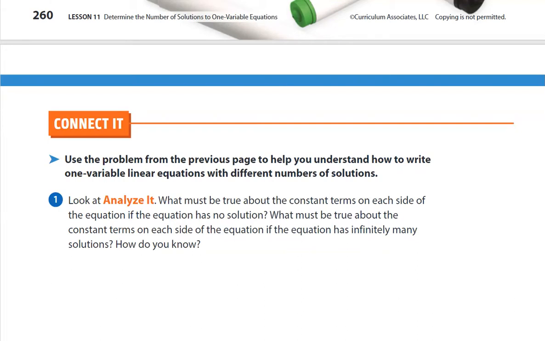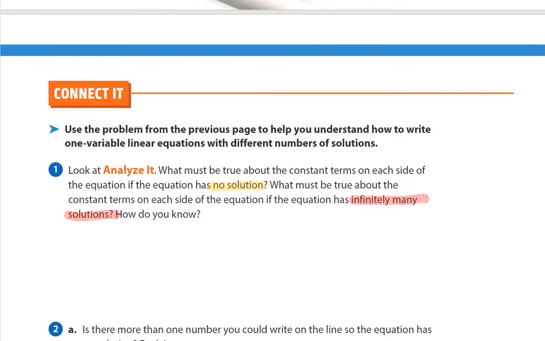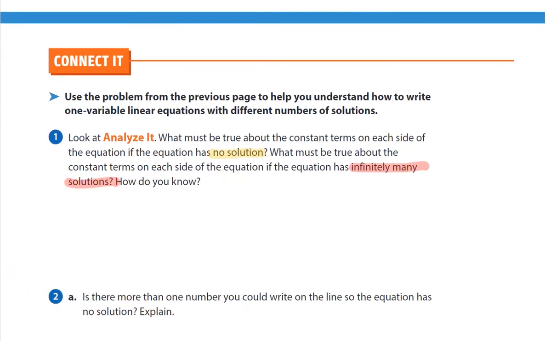Starting over. What must be true about the constant terms on each side of the equation for it to have no solution? What must be true about the constants of each equation if the equation has infinitely many solutions, and how do you know? Don't forget that part, that's an important part. So I'm going to say, what must be true about the constant terms on each side of the equation if the equation has no solution? They shouldn't be equal. Or maybe they would have to make a false statement.